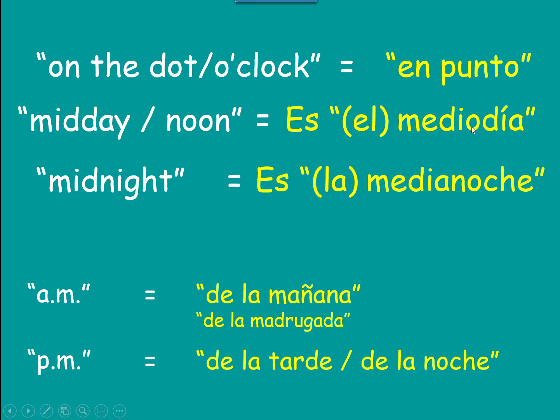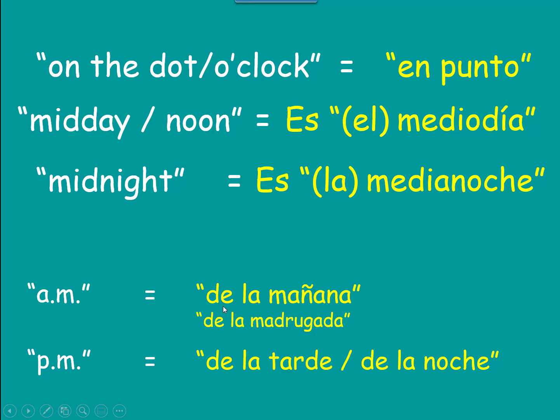Midday or noon, like I mentioned earlier, is el mediodía or es el mediodía, and es medianoche for midnight, or es la medianoche. And then these are super important to know if we're talking about the morning or the afternoon or evening. So if it's an hour in the morning, let's say it is 11 in the morning: Son las 11 de la mañana, in the morning.